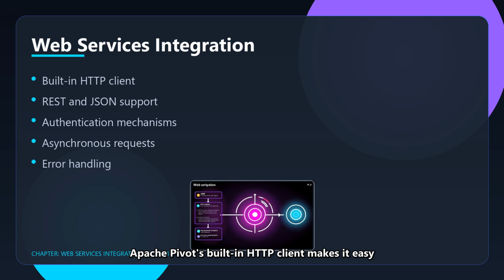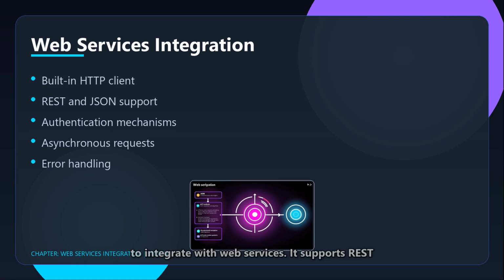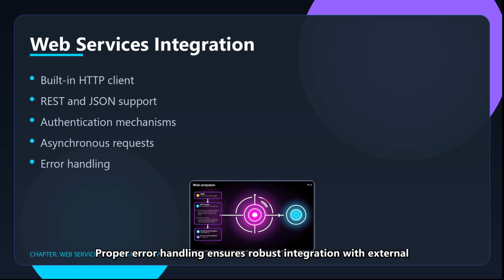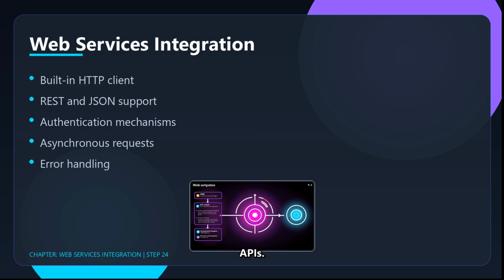Apache Pivot's built-in HTTP client makes it easy to integrate with web services. It supports REST and JSON, various authentication mechanisms, and asynchronous requests. Proper error handling ensures robust integration with external APIs.